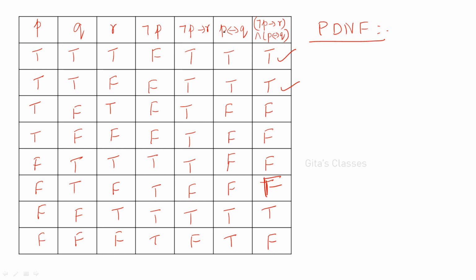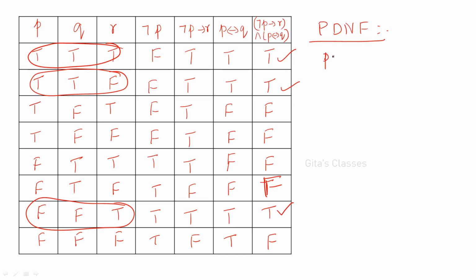So T, T, F, F, F, F. This is also F. Here only T. Yeah. So only 3 terms we have for PDNF. So PDNF means what? You are considering T. So you have to consider the 3 variables here, corresponding variables. You consider the rows in which you have T, corresponding values. Now you are considering T.